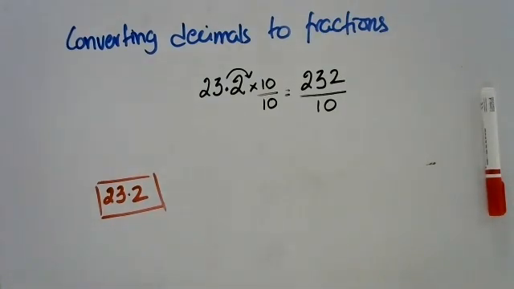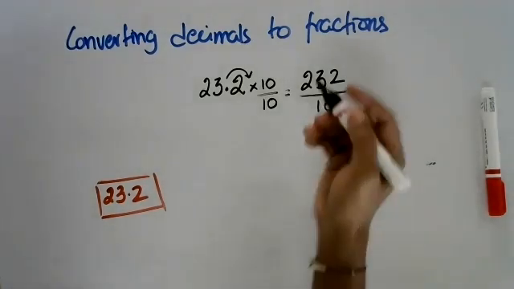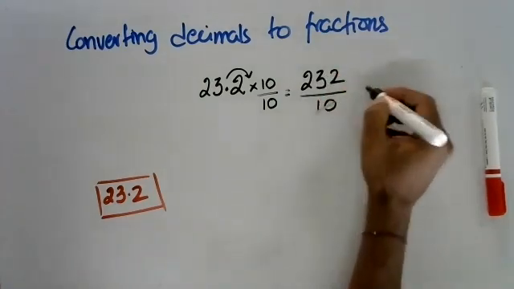Now you can leave it in that form itself, but it is not in the simplest form that is possible. So how can you reduce that? By 2, because both of them are even numbers, so you can easily see that you can divide both numbers by 2.